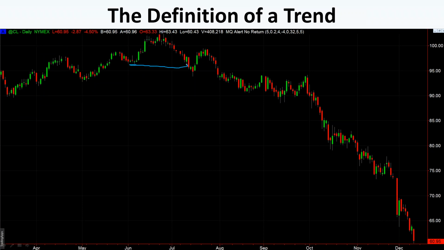Now we pull back here, and we break through the support. We break through down to a lower low here. I apologize, the thing is getting a little bit sick or something. Now, does this change the trend? Because now we have a lower low. Are we in a downtrend yet?